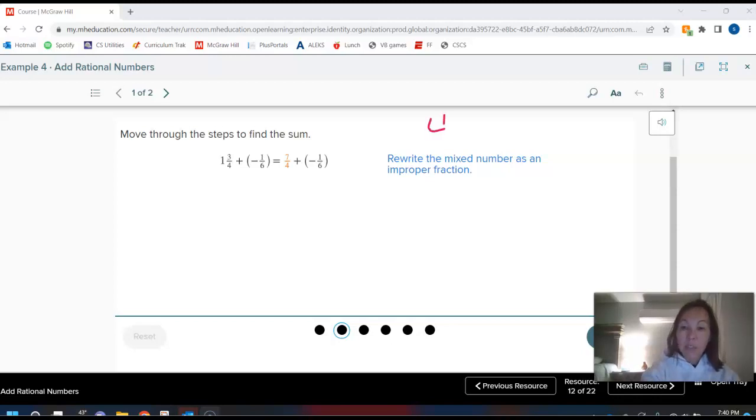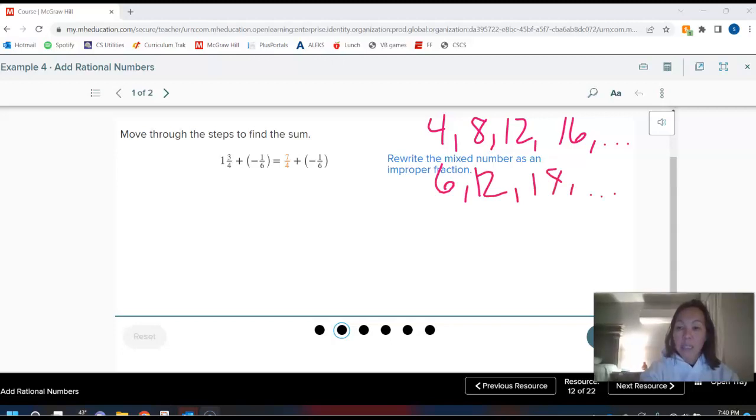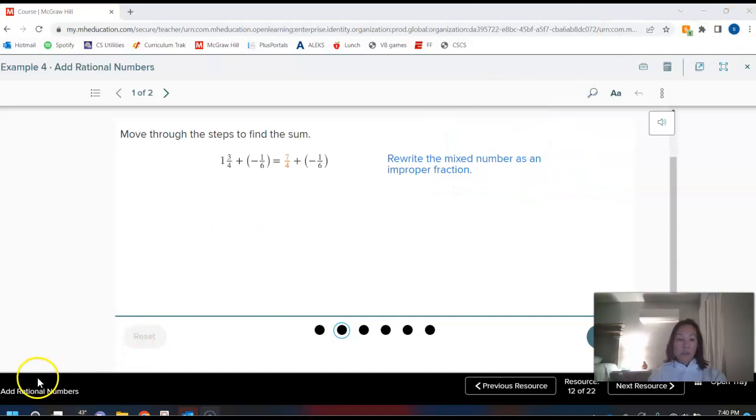Well, think about multiples of 4: 4, 8, 12, 16, and so on. Multiples of 6 are 6, 12, 18, and right away we see a number that they both have in common, which is 12. So the common denominator is going to be the lowest common multiple. But 12 is going to be my least common multiple.